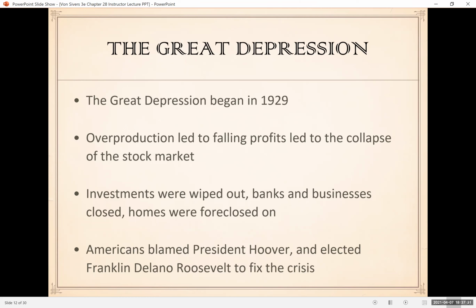Investments are entirely wiped out. Banks closed, not because they didn't have money, but they were trying to keep people from running on the bank. Homes were foreclosed upon. It was a disaster. Pretty soon, we had 1/3 unemployment. It was even worse in other places.